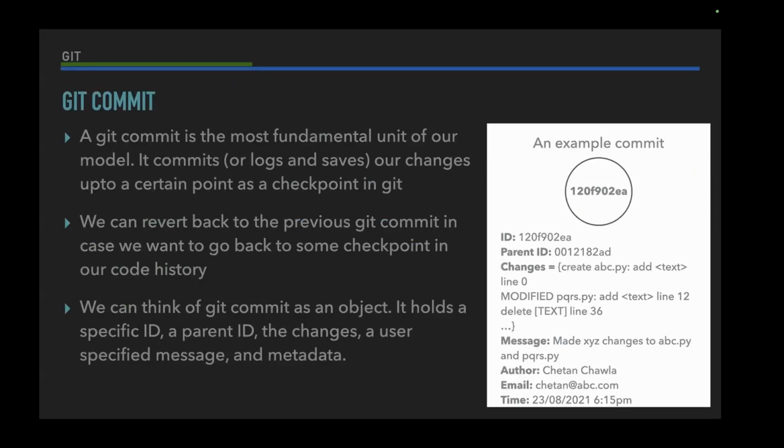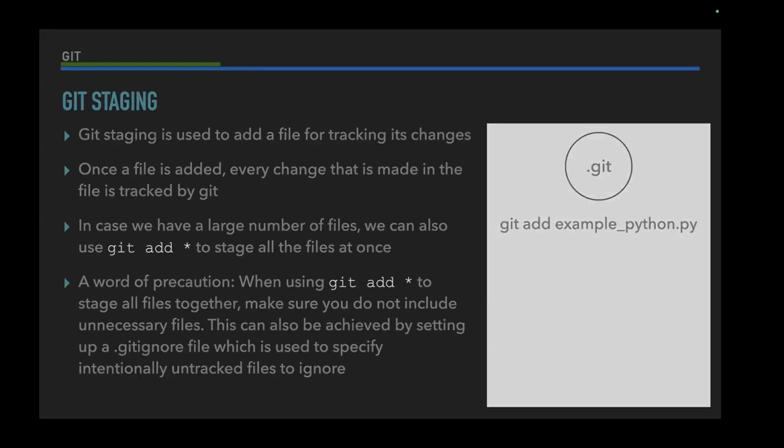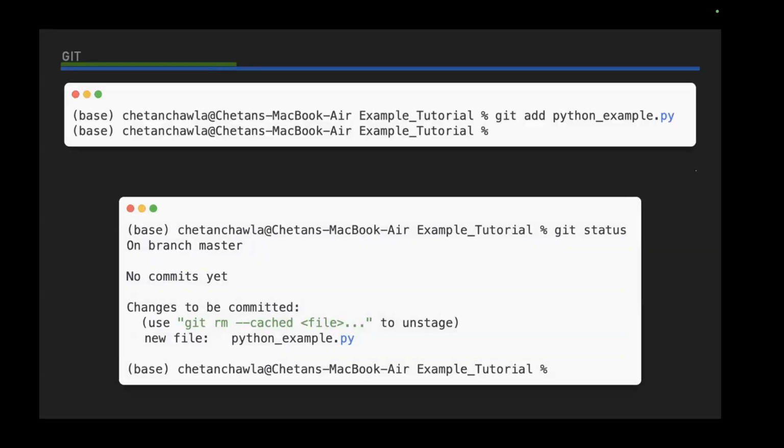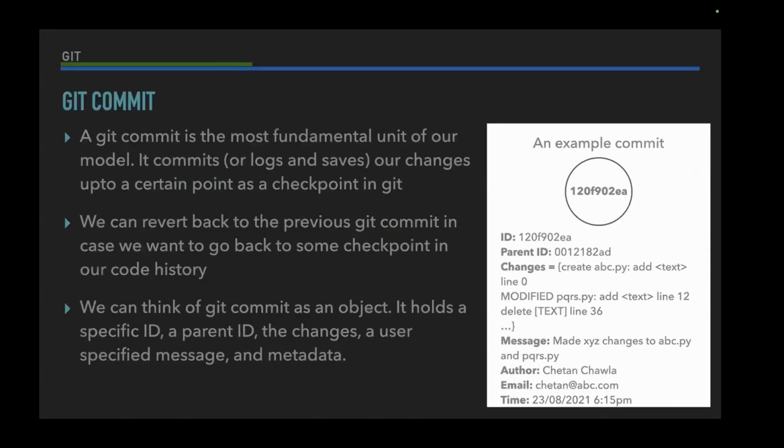So what's a git commit? We had a file to be tracked, right? We added that file python example.py, but it said changes to be committed. So what's a git commit?